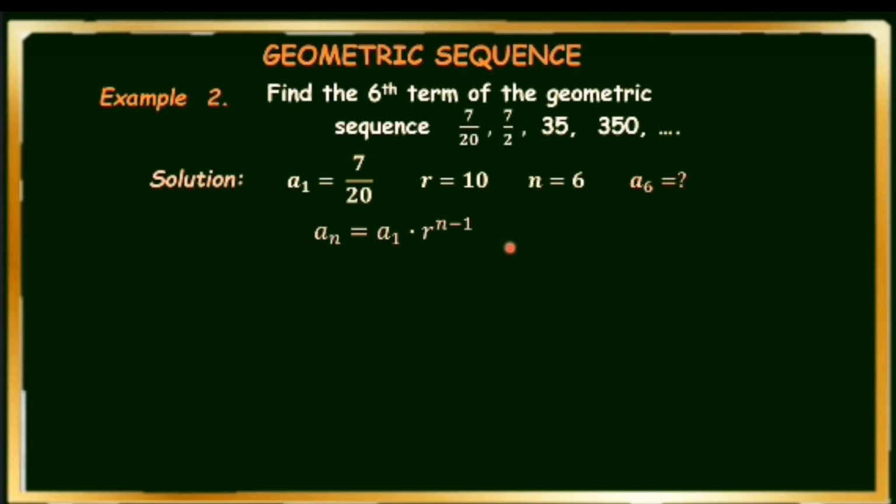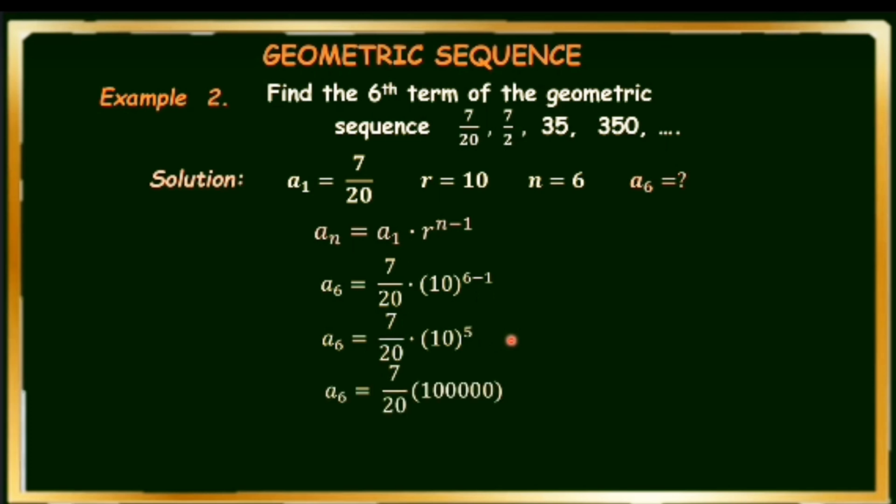Again, our formula is a sub n is equal to a sub 1 times r raised to n minus 1. Let's now substitute the given numbers. This is 7 over 20 times 10 raised to 6 minus 1, or 7 over 20 times 10 raised to the 5th power. That is 7 over 20 times 100,000. Then 100,000 divided by 20 is 5,000. Then 7 times 5,000 is 35,000. And that is the sixth term.